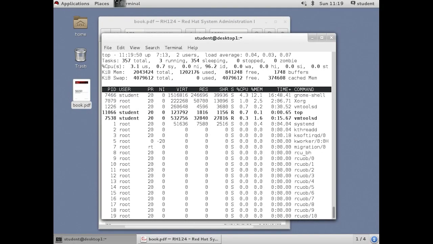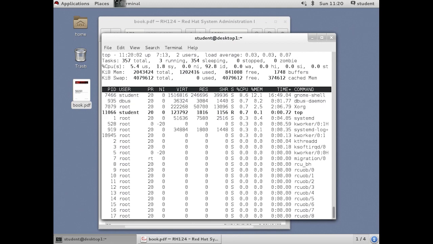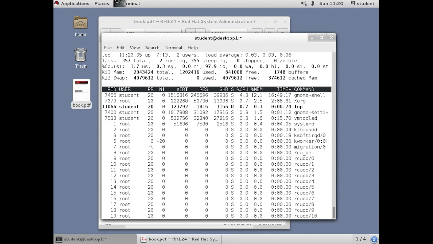Now you're noticing that this seems to be refreshing every couple of seconds. You can modify the refresh rate to make it longer or shorter by using D for delay and giving a number. And I like the refresh rate the way it is, so I'm going to leave it.